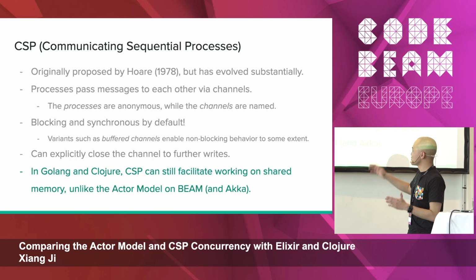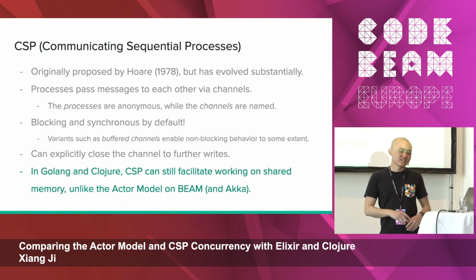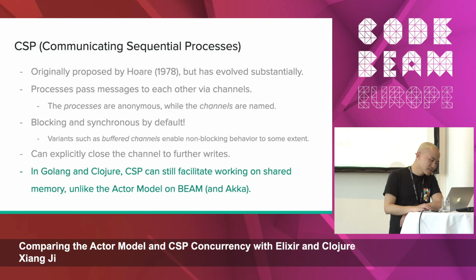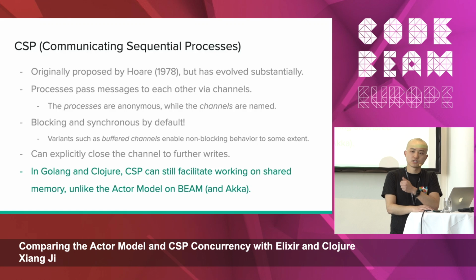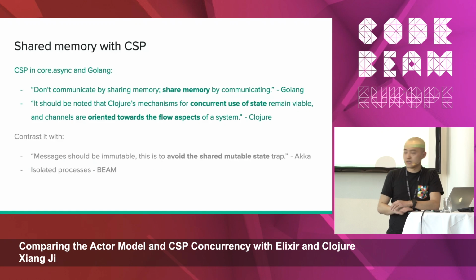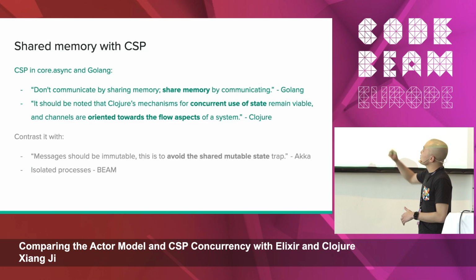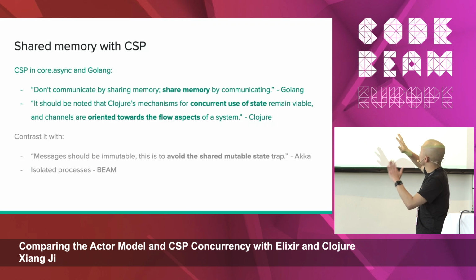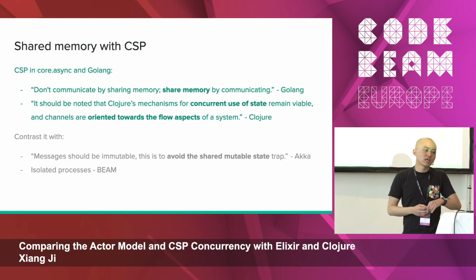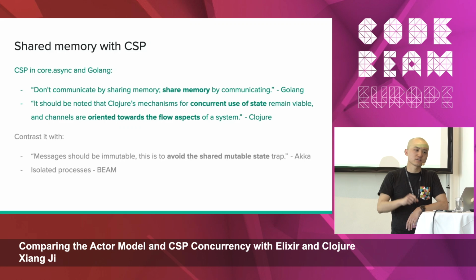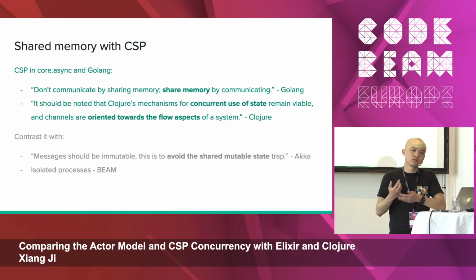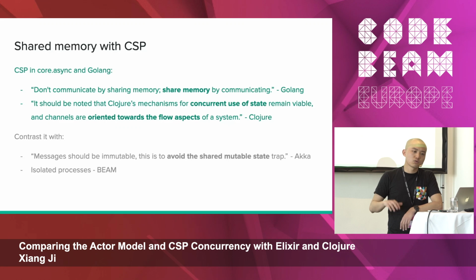I don't know if this is true or not, but this is what I think. In Golang and Clojure, you still facilitate working on shared memory. This is very different from the actor model in BEAM and also Akka, which is the Java implementation of the actor model. So here are some quotes. In Golang, you say you don't communicate by sharing memory, but you share memory by communicating. You still share the memory. And what happens is essentially you send the reference to a data structure from the writer to the reader, and the reader would then do further modifications on the data structure. Theoretically, the writer can still modify it. There's nothing preventing it from doing so, but it's just good practice not to do it.